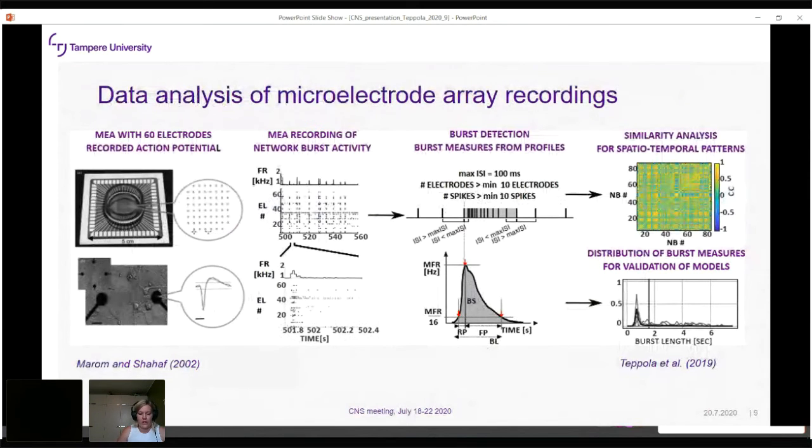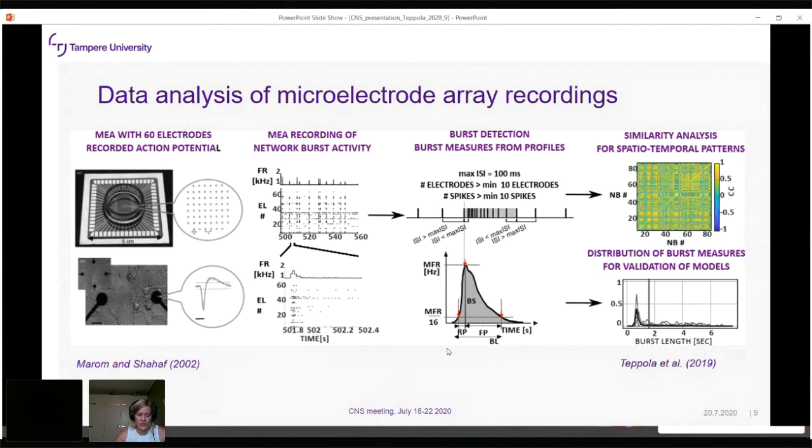Data analysis of microelectrode array data was conducted in a way that supports both the neurobiological questions and the fitting and validation of computational models to accurately produce the experimental results. Here you can see 60 electrodes in a grid format that were used to record extracellularly the action potential waveforms from each electrode. Once we had recorded the network activity, we detected the network bursts.